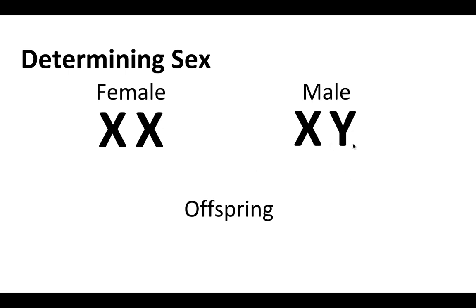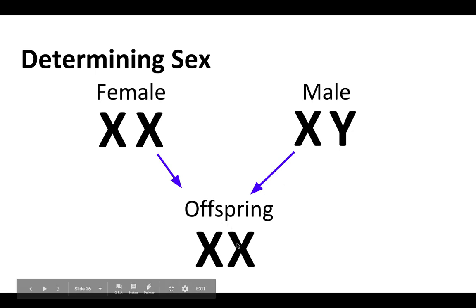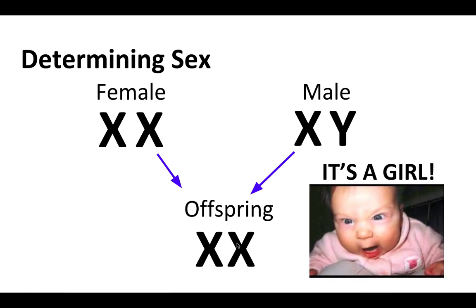That determines your sex. So let's say that we have a male and female mate, and remember, you only pass down 1 of each chromosome. You're going to be passing down a haploid gamete. So if you're a female, you're always going to pass down an X. And let's say the male just happens to pass down his X chromosome in this case. That means their offspring is going to be a girl.